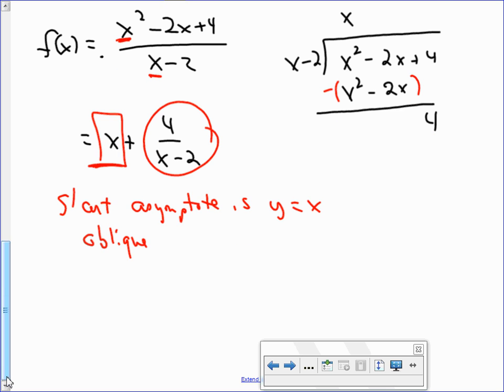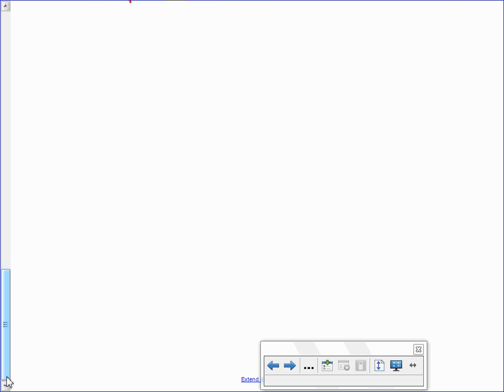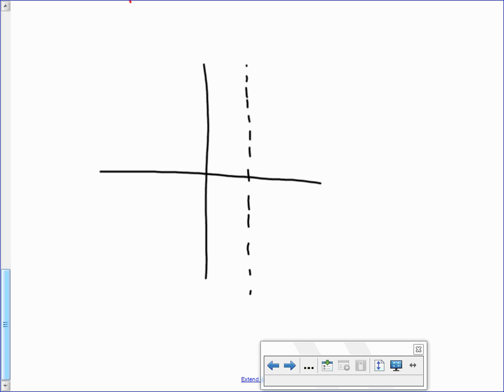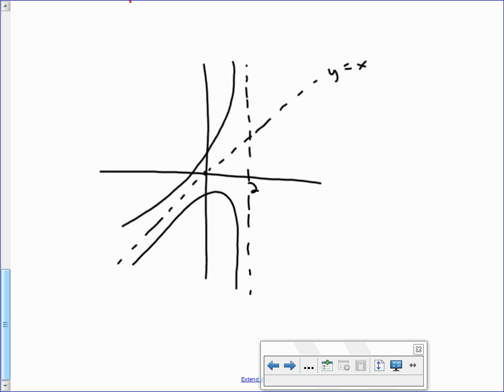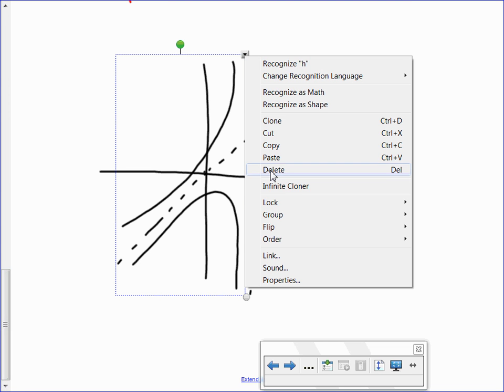All right, now we're going to put the whole thing together. We've got lots of information. X and Y axis. We have a vertical asymptote at 2. We have a slant asymptote at y equals x. I think you probably remember what these graphs looked like from your work last year. You're either going to have this or you're going to have this. It's going to be one of those 2 things and not both of them.